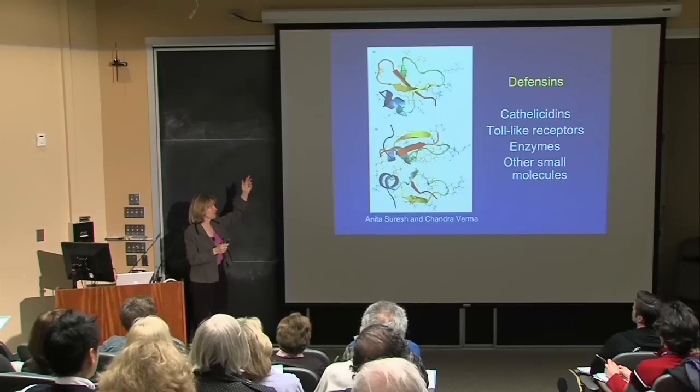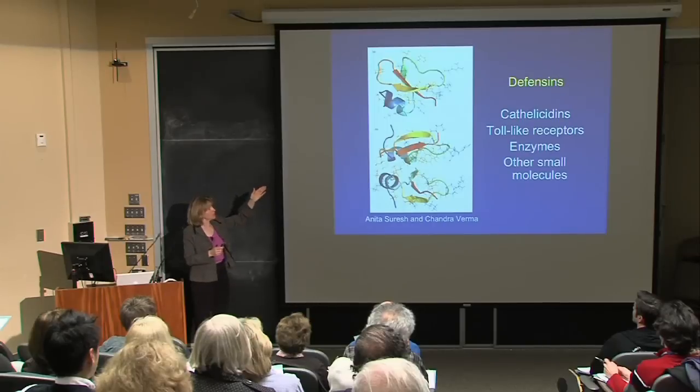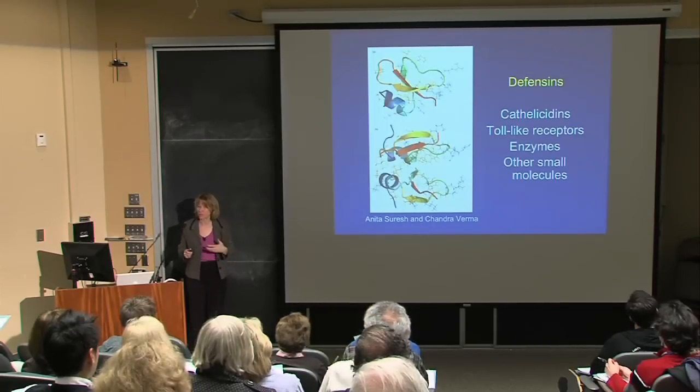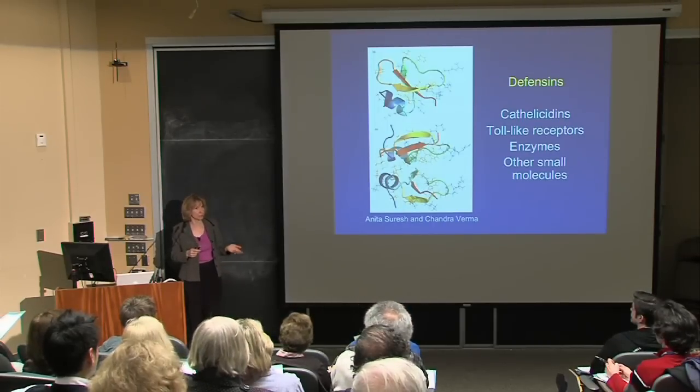But there are a whole lot of other small molecules too: cathelicidins, other enzymes, small molecules, and toll-like receptors, which are also something just in the last 10 to 20 years that we're learning about.